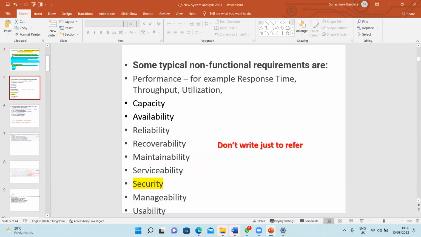There's no need to write this one. Just look at it: in non-functional requirements, we discuss performance, capacity, availability, reliability, then maintainability, security, usability. Those features we discuss in the non-functional requirement.